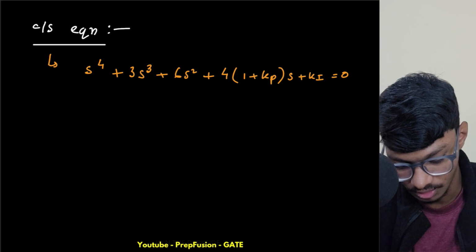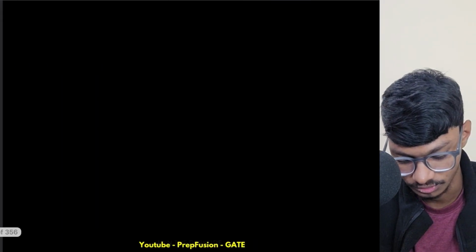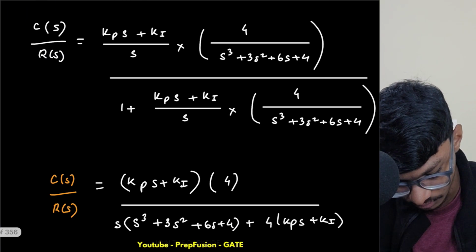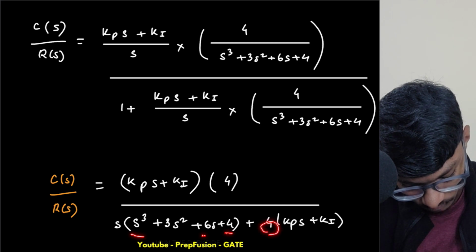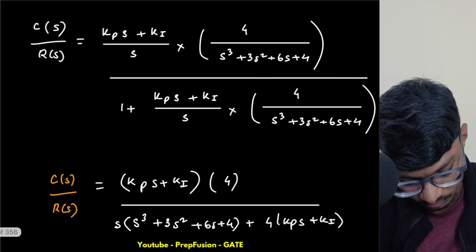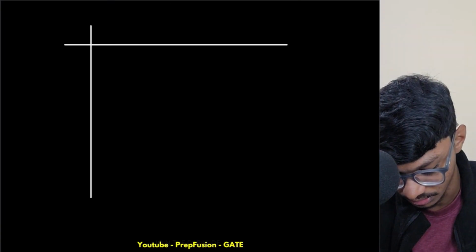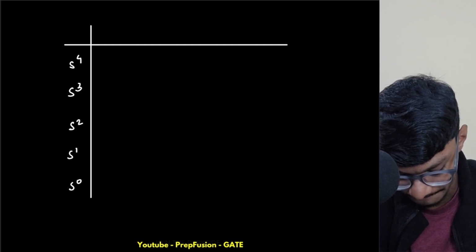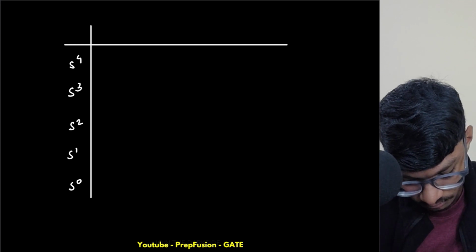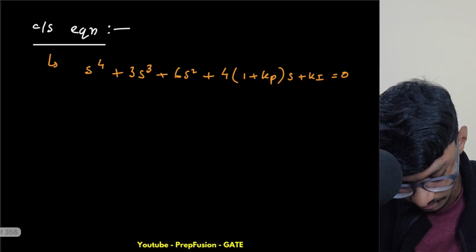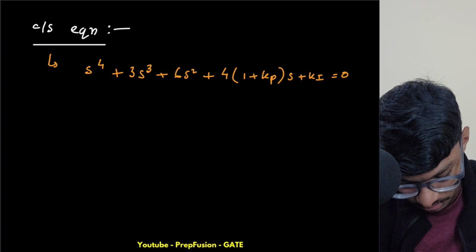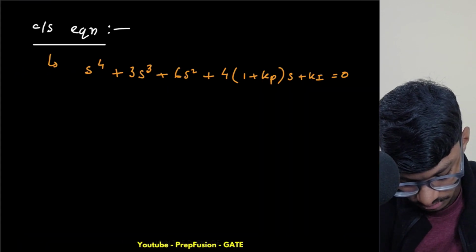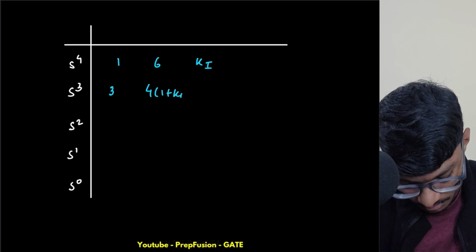Okay, so now we can write the Routh table for this. I will do this on the next page because this will not be enough. Let me check if everything is fine. The s term is here, so 4s, and this is 4 into 1 plus Kp, and Ki will be alone. So let me use the Routh table. s to the power 4, s cube: 1, 6, and Ki, and then 3, 4 into 1 plus Kp, and 0.